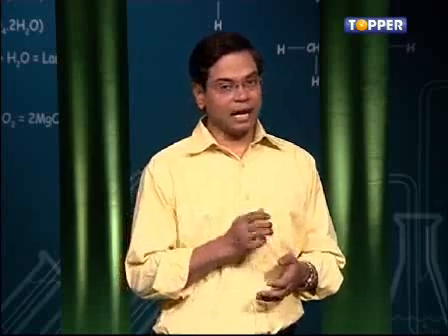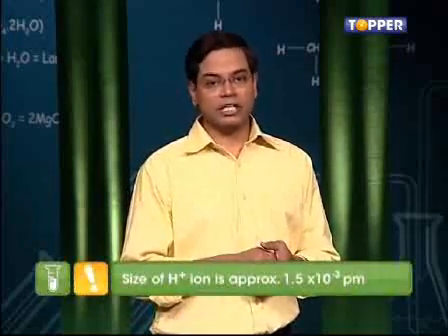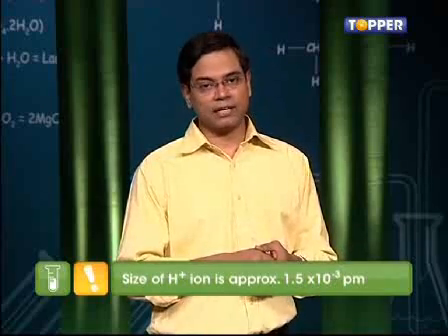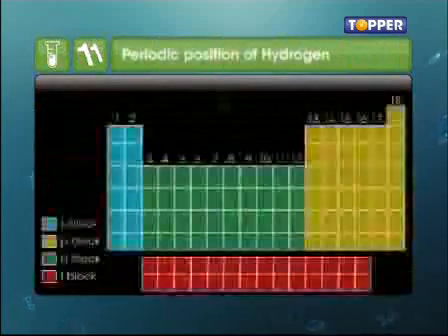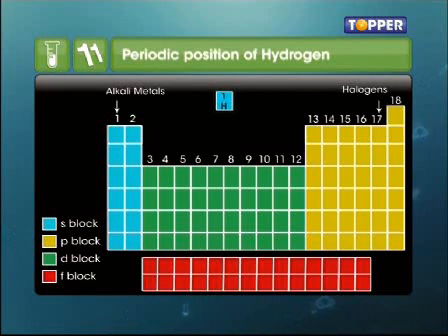In spite of the fact that hydrogen, to a certain extent, resembles both alkali metals and halogens, it differs from these as well and shows some unique properties. One of the properties is the size of the ion it forms. Size of H+ ion is approximately 1.5 times 10 to the power minus 3 picometer. This size is so small that it does not exist as an individual ion. Thus, it does not belong to either group 1 or group 17 and is rather placed separately. Well, that really means having an identity of your own, doesn't it?